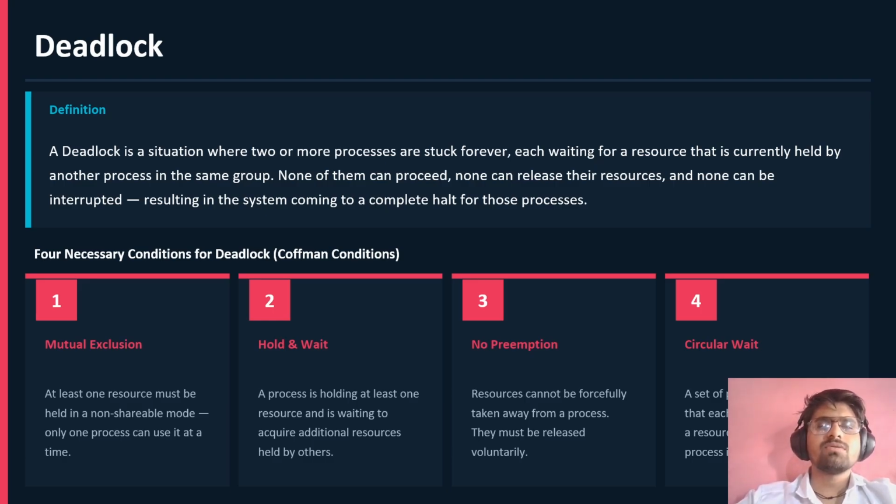Four necessary conditions for deadlock. First is mutual exclusion: at least one resource must be held in a non-shareable mode, only one process can use it at a time. Second, hold and wait: a process is holding at least one resource and is waiting to acquire additional resources held by others. Third, no preemption: resources cannot be forcefully taken away from a process, they must be released voluntarily. Fourth, circular wait: a set of processes exists such that each process is waiting for a resource held by the next process in the chain.